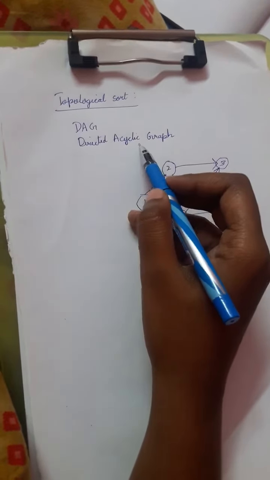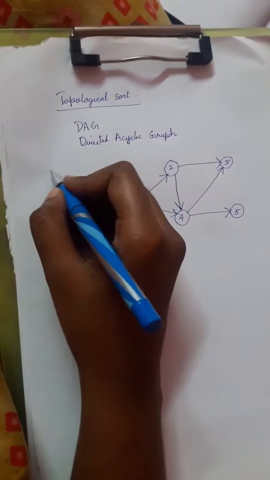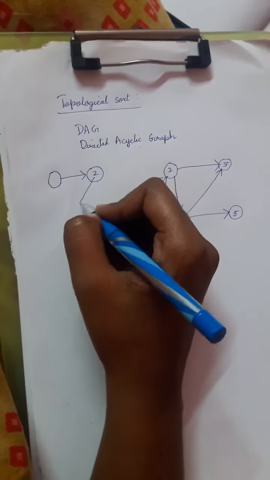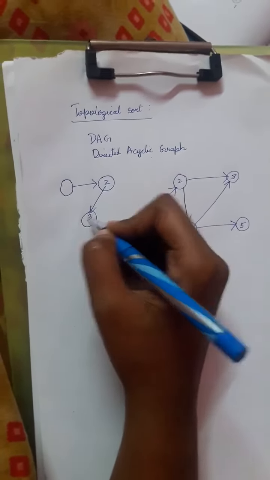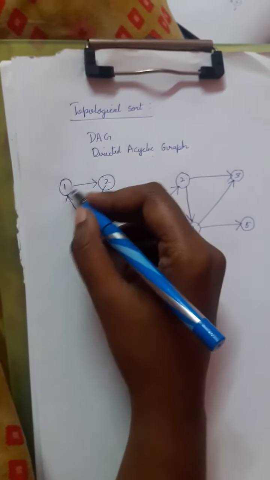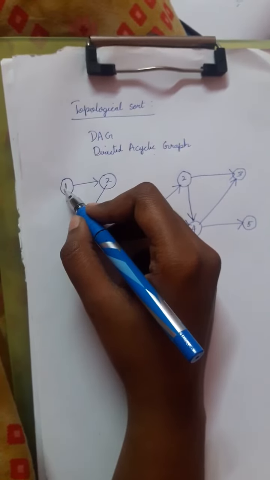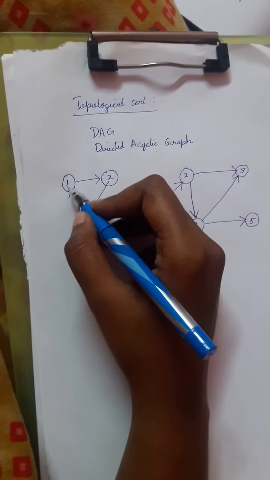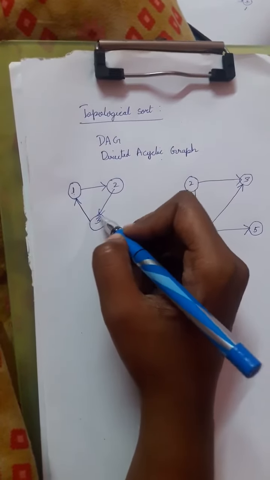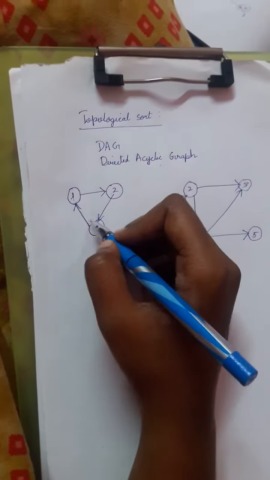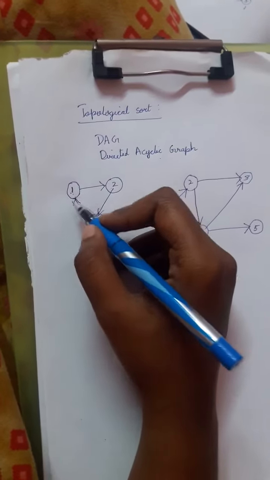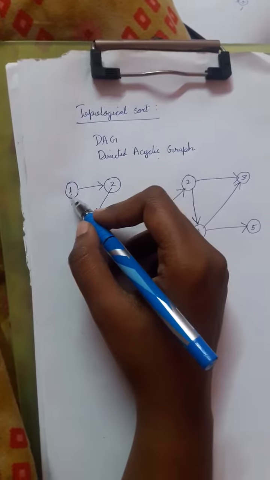So what is acyclic? I will explain with one example. Suppose we have the nodes 1, 2, 3 and 4. I start from 1 and end at the same point. I am starting from 1, 1 to 2, 2 to 3, then again 3 to 1. After completing all the points, I am returning to the same point, which means that forms a cycle. So this is called a cycle.